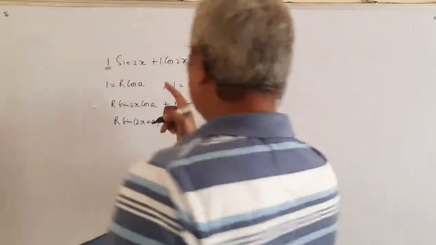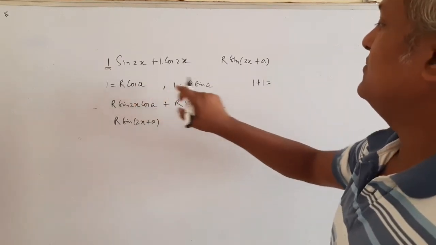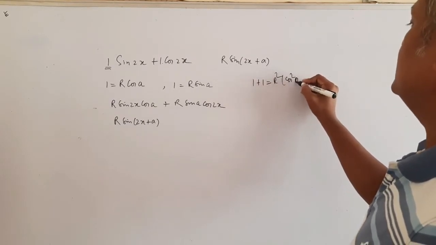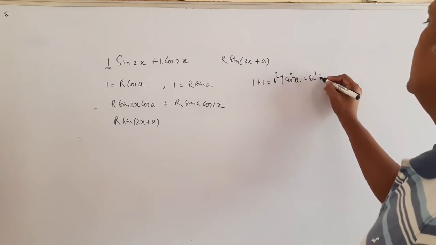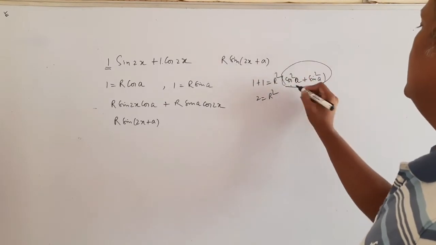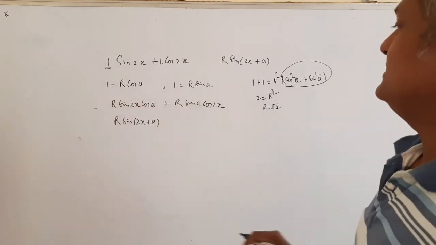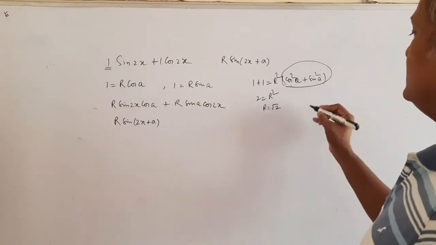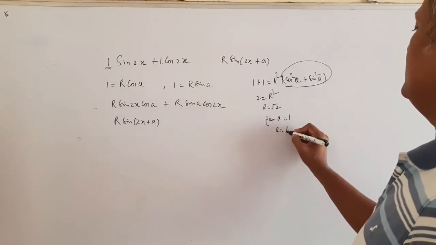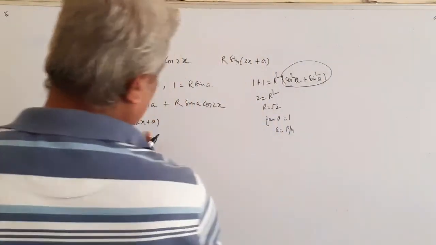Now what is a? So just square and add. It becomes 1 plus 1, the square of this plus the square of this, r square common, you get cos square a plus sine square a. So 2 is r square because this value is 1. So r is under root 2. And when you divide this by this, you get tan a equals 1. Therefore a equals pi by 4, because tan pi by 4 value is 1.